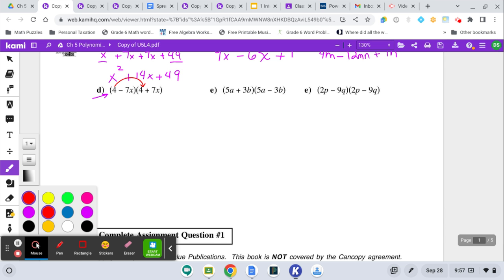4 times 4 is 16. 4 times a positive 7x is a plus 28x. Then a negative 7x times 4 is a negative 28x. Last but not least, we'll get a negative 49x squared. Look what happens to the middle two terms. Answer is 16 minus 49x squared.